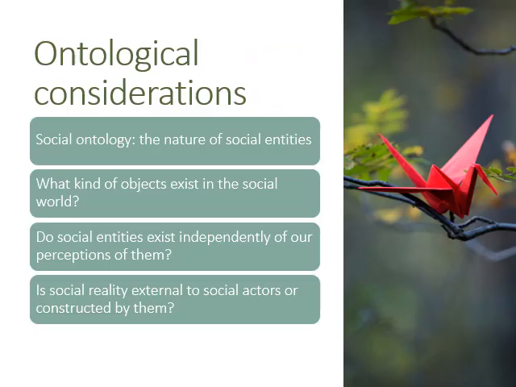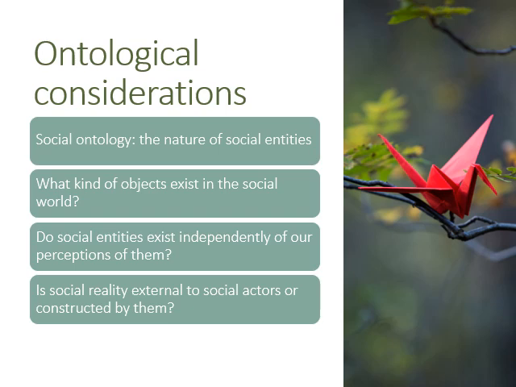So, social ontology is a branch of philosophy and social theory that focuses on the nature and existence of social entities. And so it seeks to understand what kinds of objects, entities, and structures exist in the social world and how they relate to human behavior and social practice.